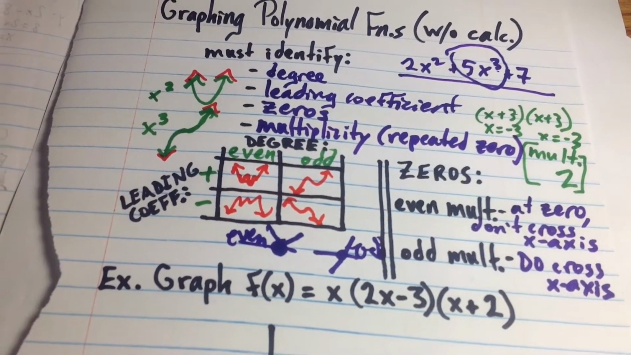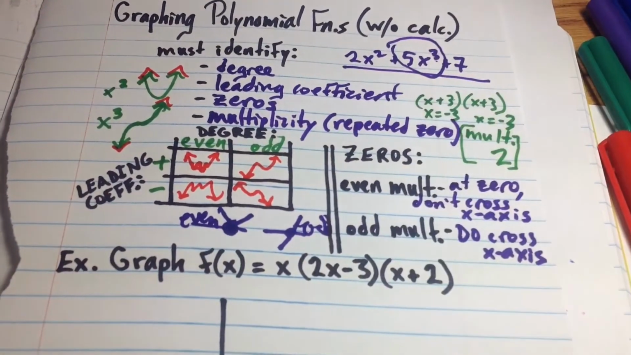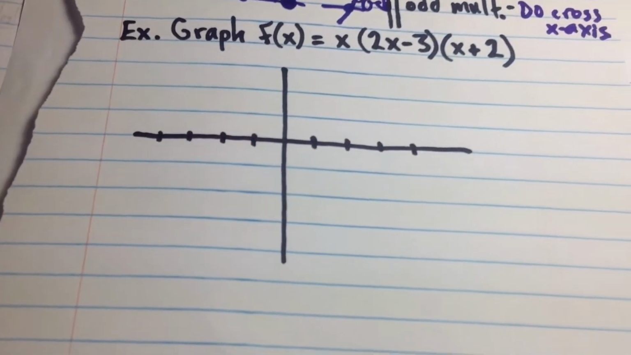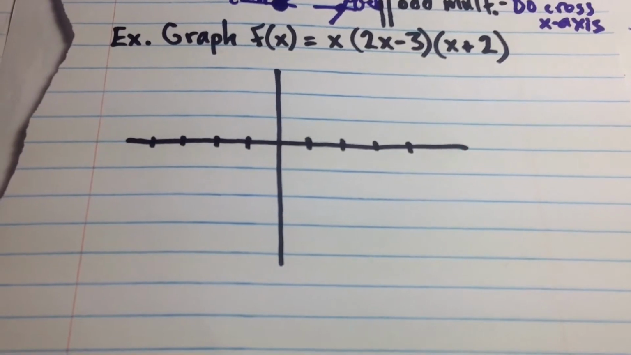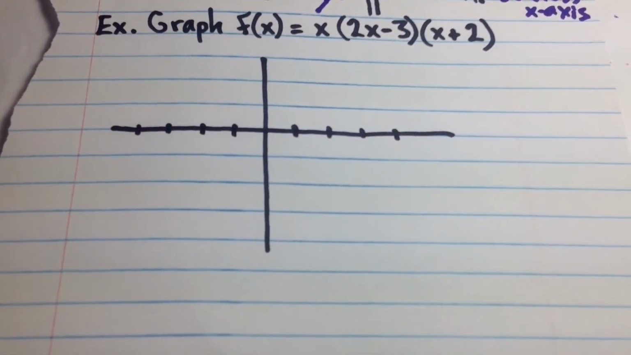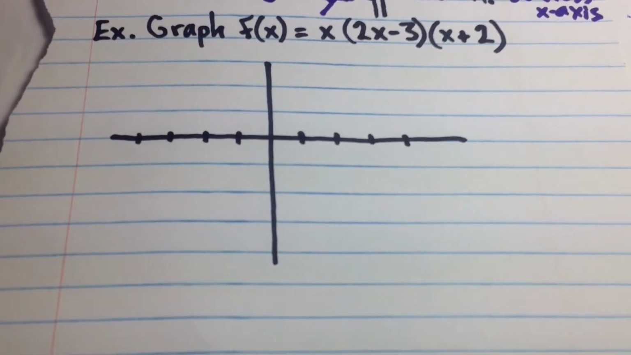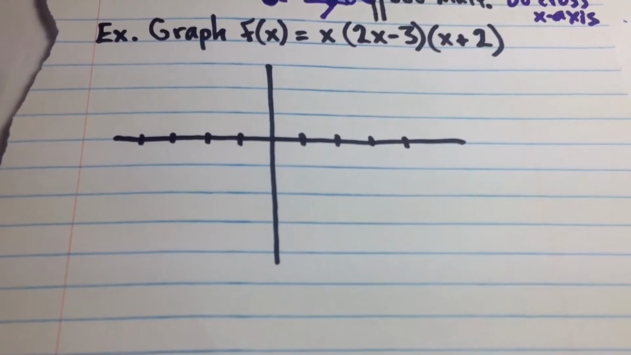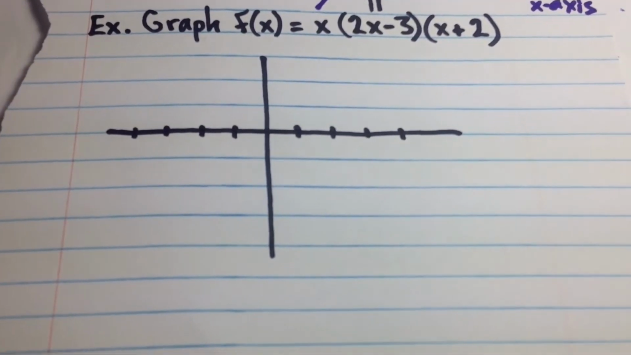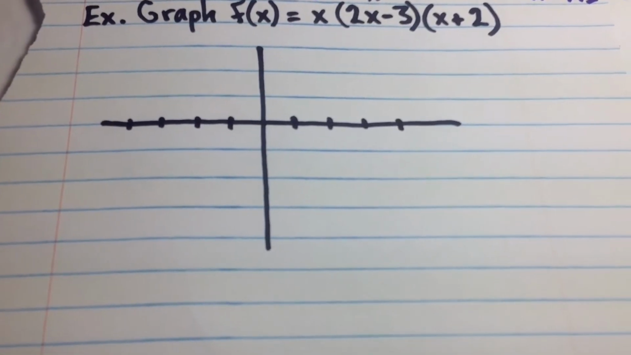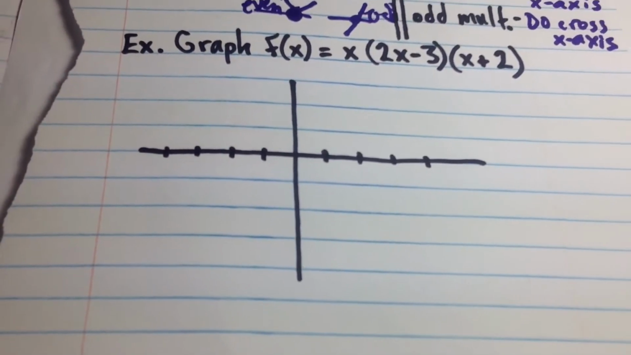So we're going to see an example where we put this all together. It's kind of a lot of information, but we'll see what this looks like now. Graph f of x equals x times (2x minus 3) times (x plus 2). Now keep in mind, on your sheet, I don't think they're factored right away. So for the ones they give you, you're going to have to factor them first, but hopefully you remember all the skills you need to be able to do that factoring.